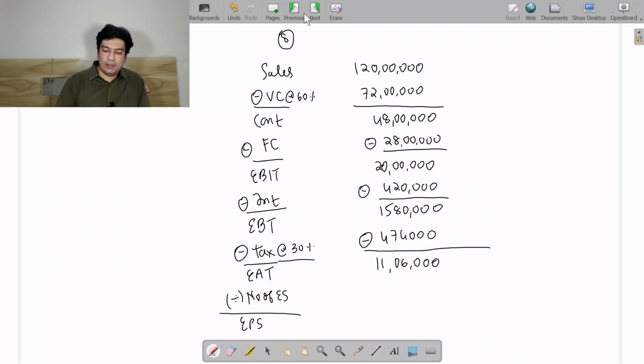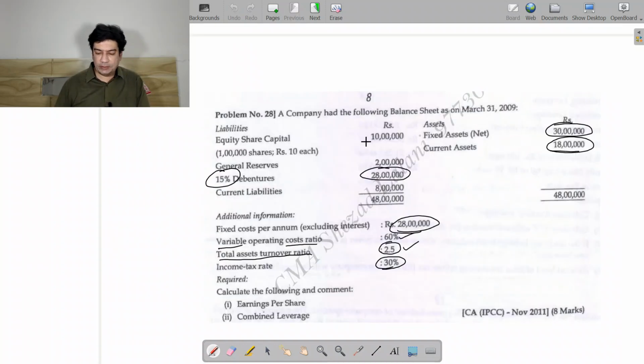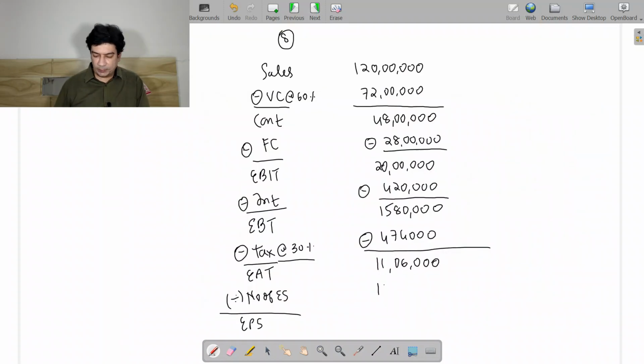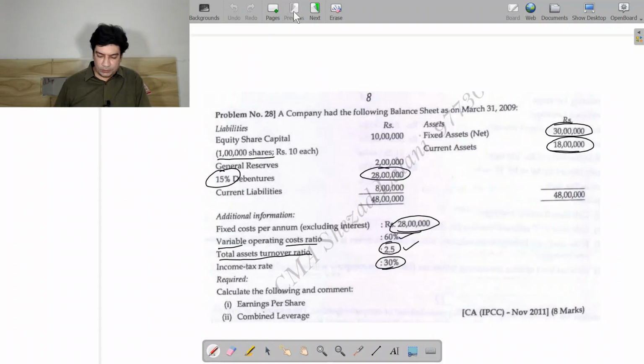This I will divide by number of equity shares. So they have given 1 lakh shares. So I will be dividing by 1 lakh shares, and finally I am going to get 11.06. This will be my earning per share. So we have solved the first part, which is the earning per share.